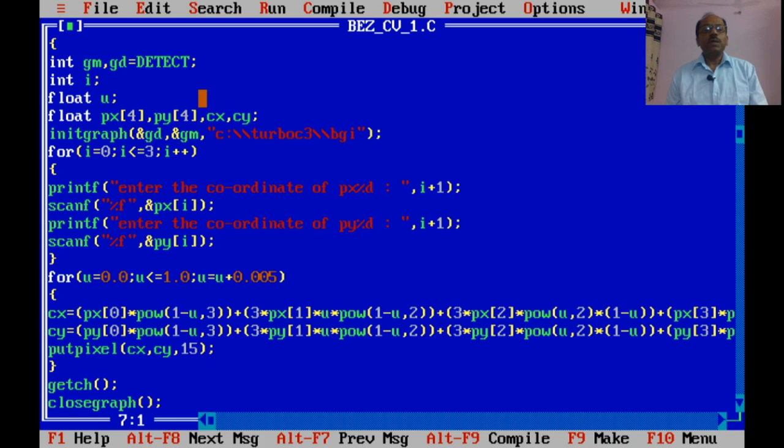Students, this is all about the Bezier curves, the shading, the Phong model, etc.